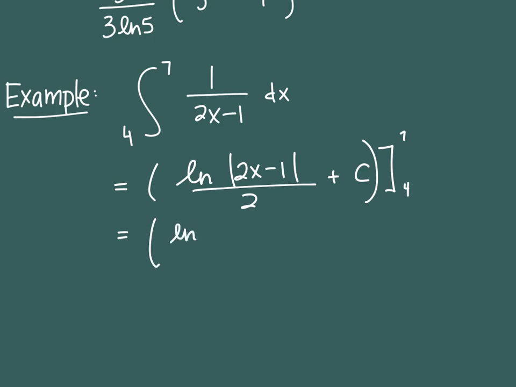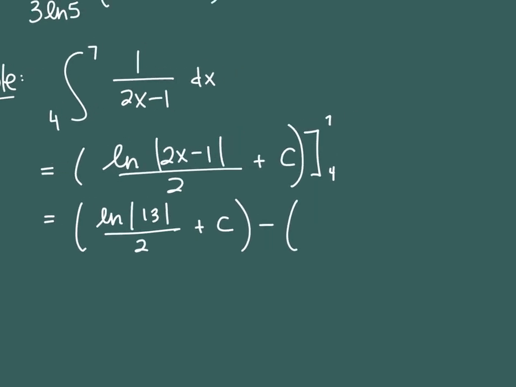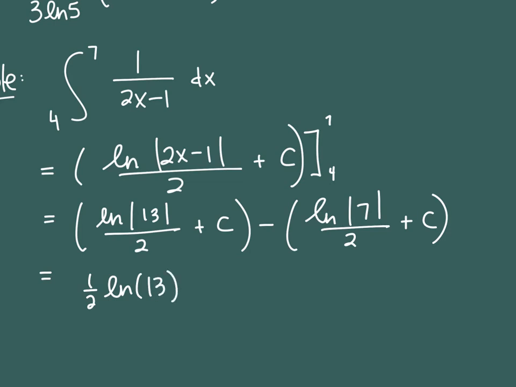So I'm going to have the natural log of the absolute value of 13 over 2 plus c minus the natural log of the absolute value of 7 divided by 2 plus c. So we have 1/2 of the natural log of 13, which doesn't need absolute values because it's already positive, minus 1/2 times the natural log of 7. I notice that they have 1/2 in common, and then the properties of natural logs tell me I can write that as a quotient, natural log of 13 over 7.